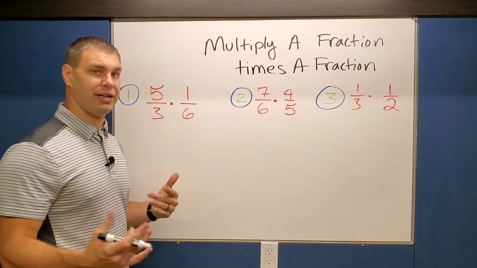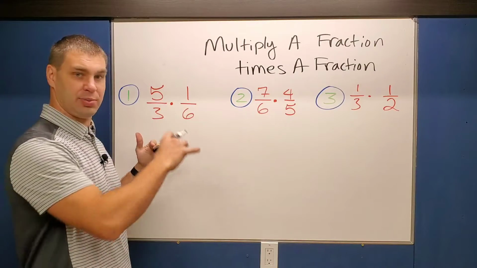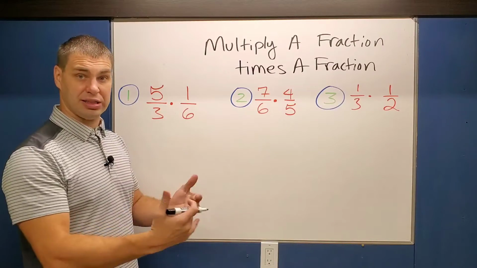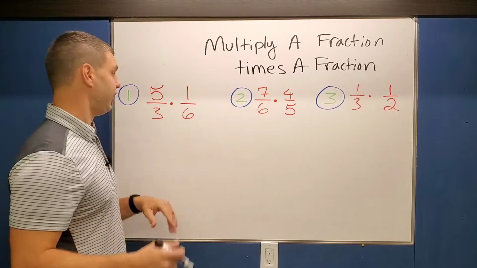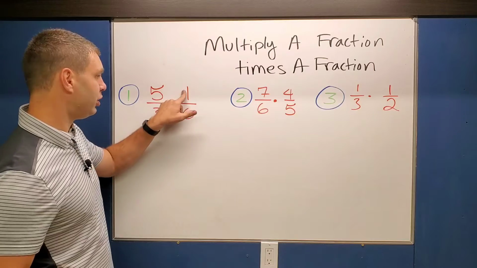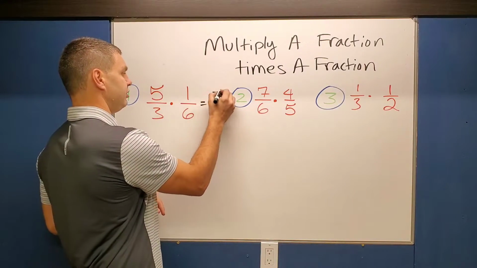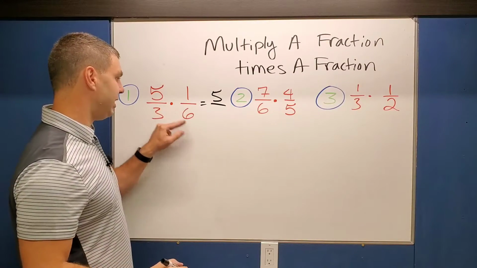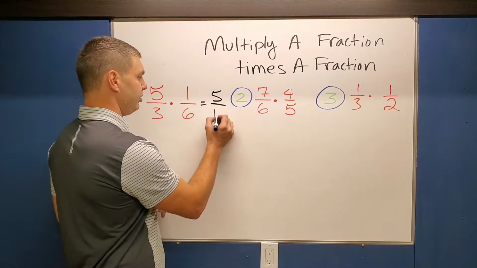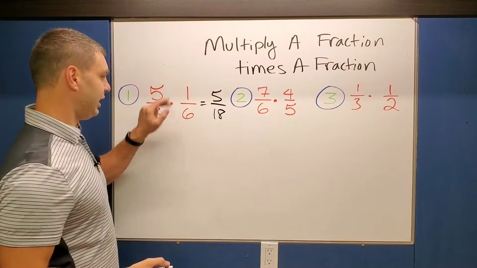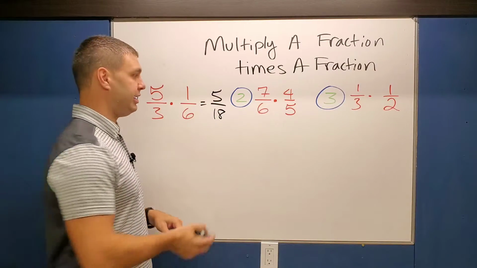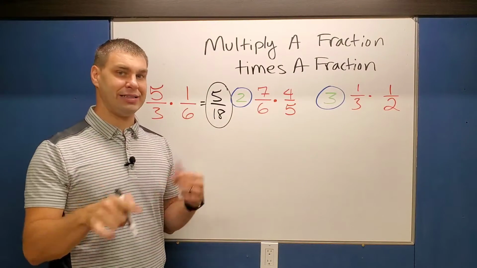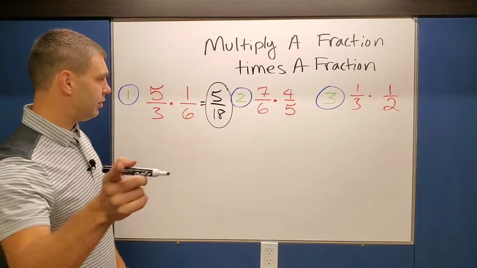All right, number 1 says 5/3 times 1/6, all right? And the way you multiply fractions is you take the numerators, you multiply straight across, and then you take the denominators, the bottom numbers, and multiply straight across, and then whatever your answer is, that's it. So for example, here 5 times 1 is just 5. So our new numerator is going to be 5, and then on the bottom, 3 times 6 is 18, okay? So it turns out that 5/3 times 1/6 is 5/18. This cannot be simplified any farther, so we have to leave it like that. That is your answer.